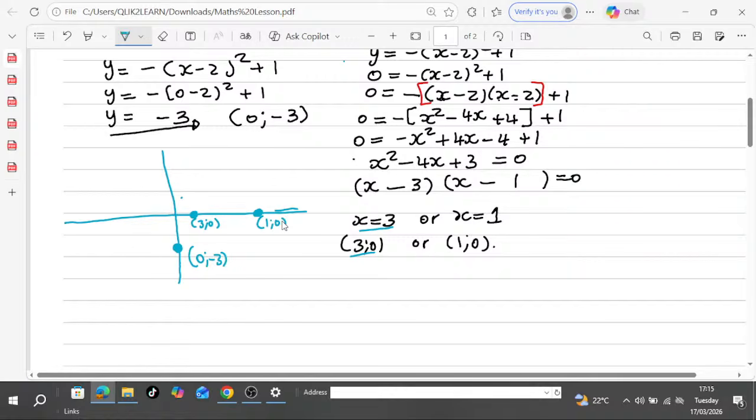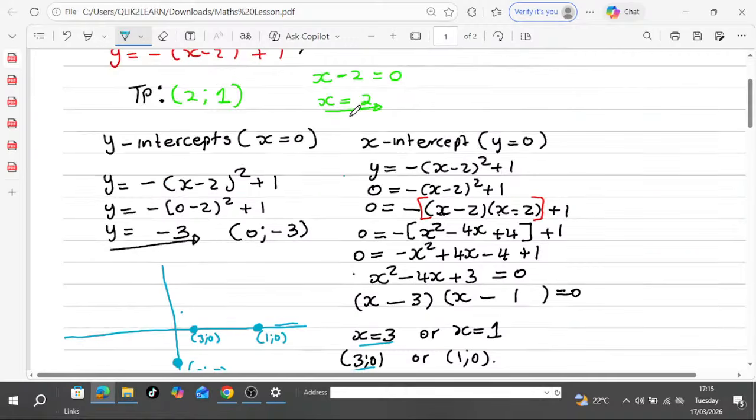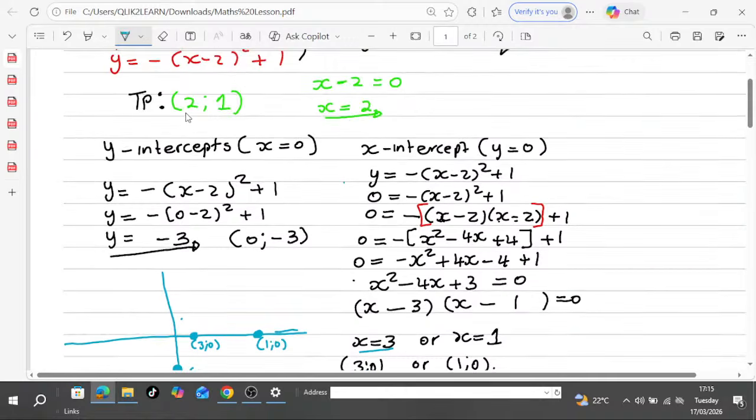So now we set the turning point. Look at this. We see the turning point is 2 and 1. We know that this is 1 and 0, this is 3 and 0. You see, we are making a lot of mistakes today.